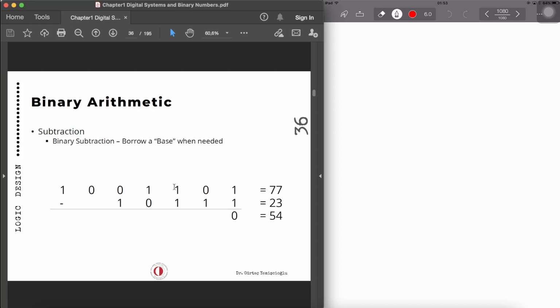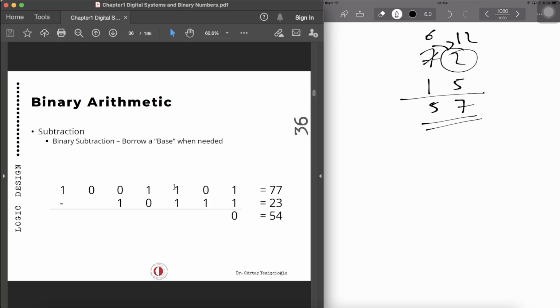So, if you think about a decimal operation, let's say 72 minus 15. So this one has to borrow from here. So how much does it borrow? This is in base 10. It borrows 10. So this becomes 12, right? Then 12 minus 5, it's going to be 7. And this becomes 6. And then 6 minus 1 is 5, so the answer is 57.